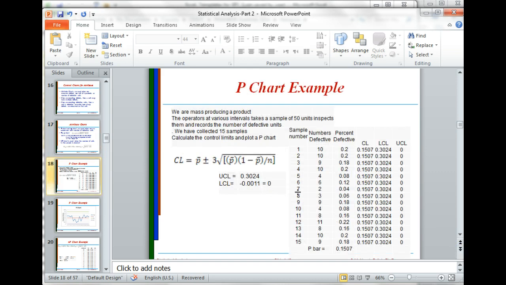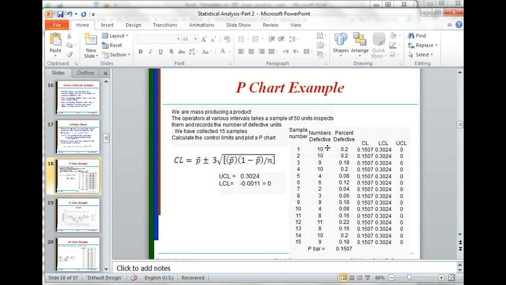We'll look at the examples for that. For the example of the P chart, let's say that we are mass producing a product, and the operator at various intervals takes 50 of these units and inspects them to see how many are good or bad. We have 15 samples. We've gone to the production line 15 times, picked up 50 units and checked them.